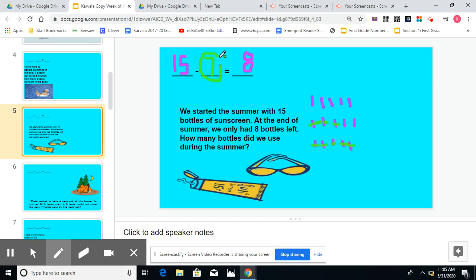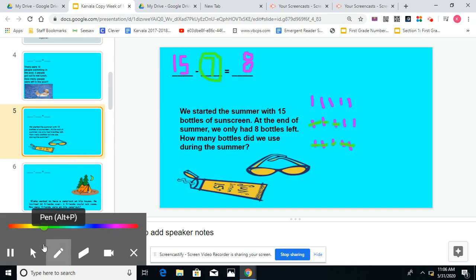That question's asking me, how many bottles did we use during the summer? So I'm circling what we came up with, our missing part. So let's check. I used manipulatives. I drew. I put the story into my own words to help me figure it out. I made sure I had a number sentence here. I knew that 15 minus 7 equals 8. And I said we could use a number line or we could use our fact families. I know 7 and 8 always go with 15 in my fact families. All right, let's try another one.